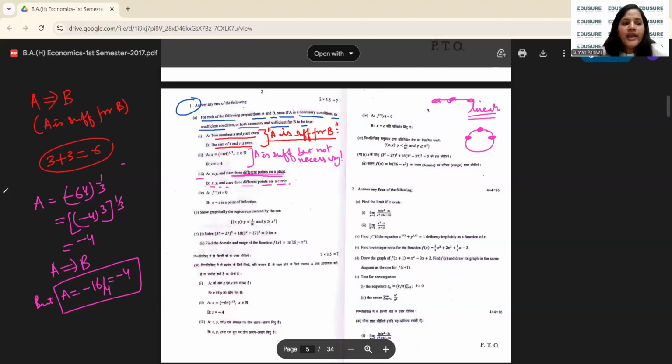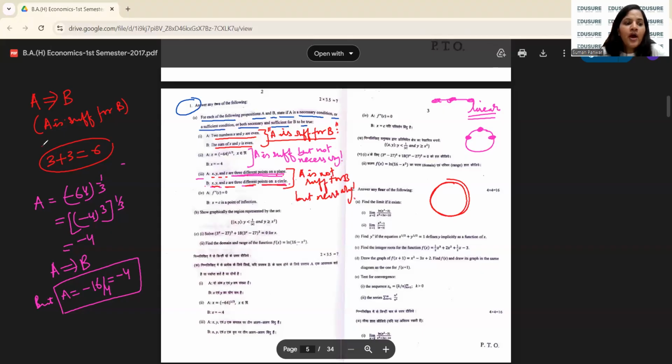Now let us look at the other way around. If X, Y, and Z are three different points on a circle, now obviously a circle will definitely be on a plane. Okay. So then X, Y, and Z are three different points on a plane. So they have to be three different points on a plane. So in this case, A is not sufficient for B, but it is necessary.